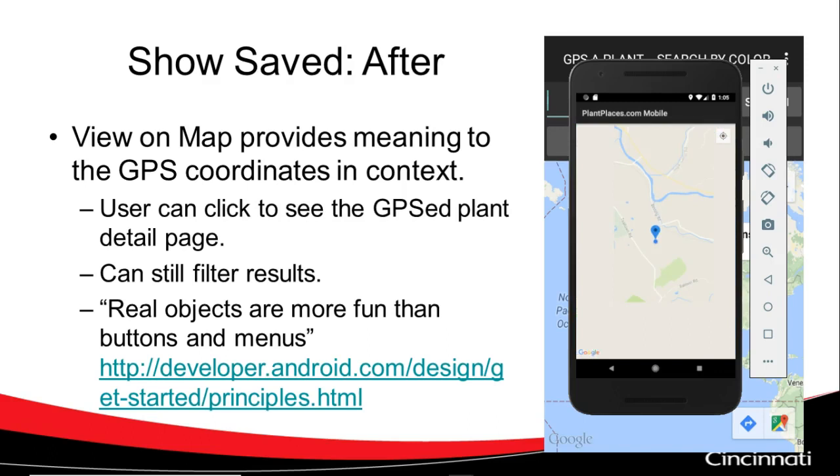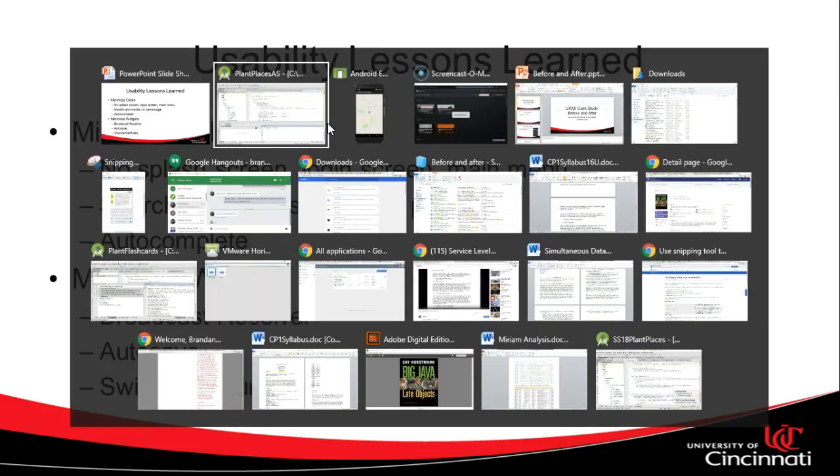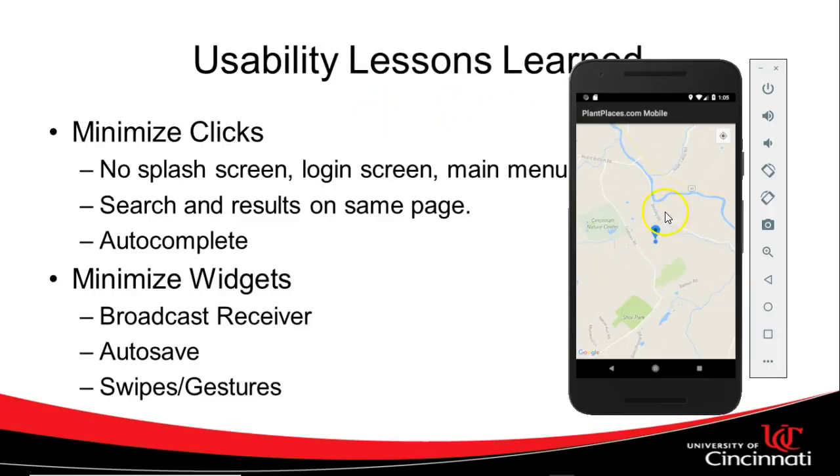So there's a blue point, which indicates a plant that I have GPSed, where a red point will indicate a plant that was GPSed by somebody else on Plant Places. So that's show saved afterwards. Okay, just a couple more thoughts here. Show saved the most recent version. And I wanted to, let's see, sure enough, there's our map where we are. It's not where I am right now at this moment, but that's a map with one of our plants. I can click on that.